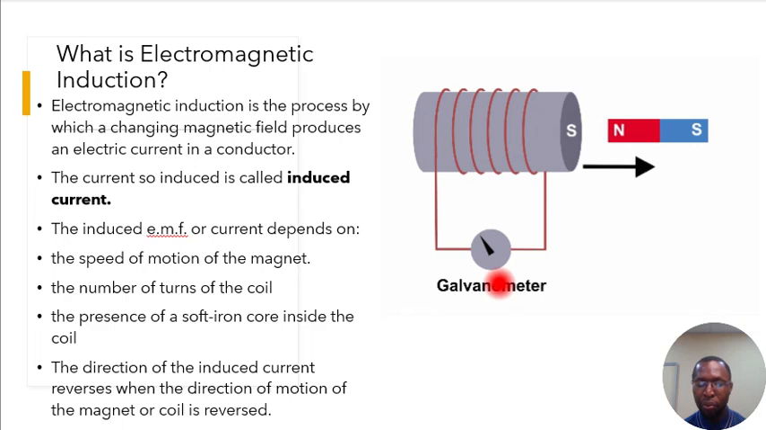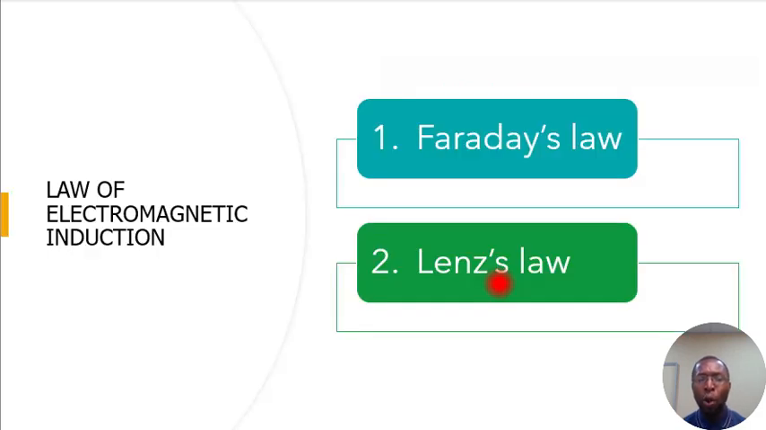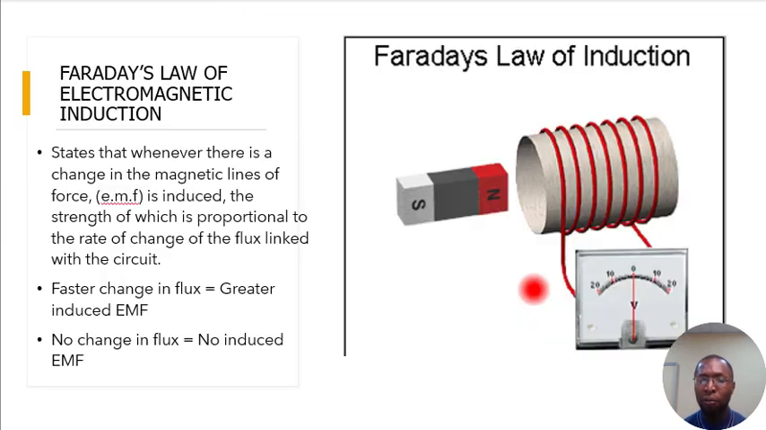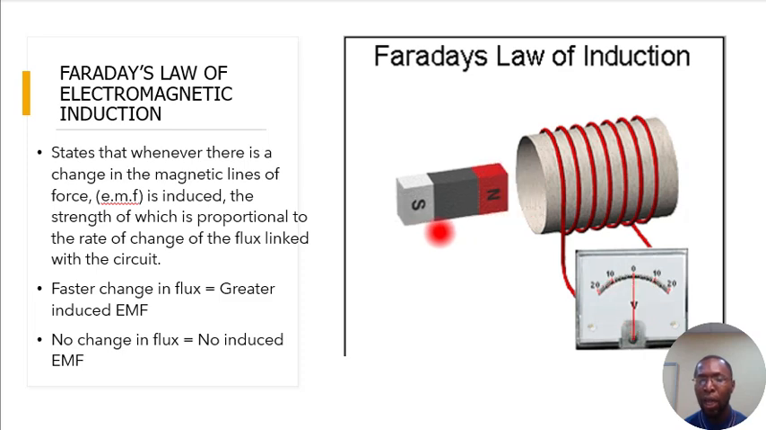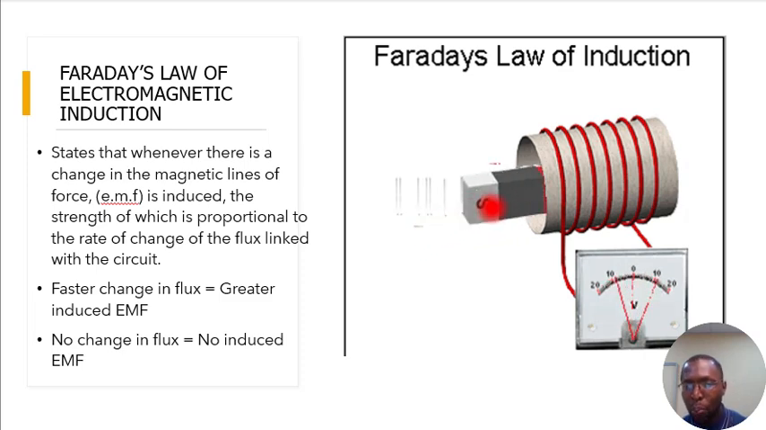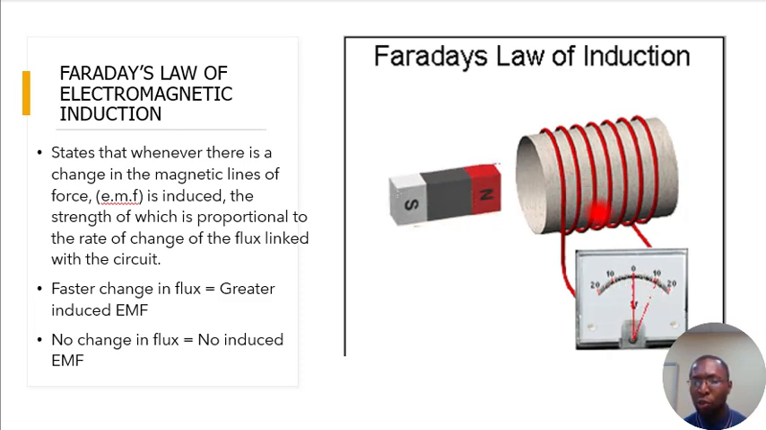Okay, now there are two laws that guide this induction of current into the conductor. And the first law is known as Faraday's law of electromagnetic induction, and the second law is Lenz's law of electromagnetic induction. And how do these laws affect the induction of current when there's a changing magnetic field? Let's consider the law of Faraday. Faraday noticed that, just like we have considered the factor that affects the amount of current, the higher the speed of the magnet, the more the current that is induced into the conductor.